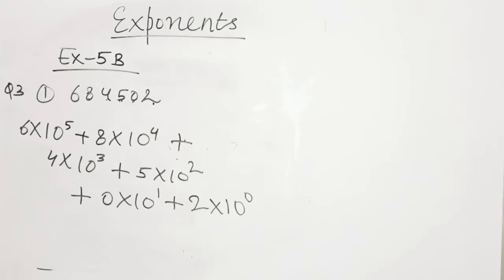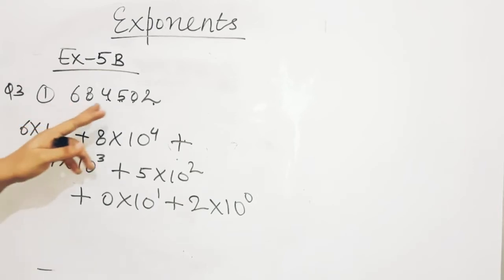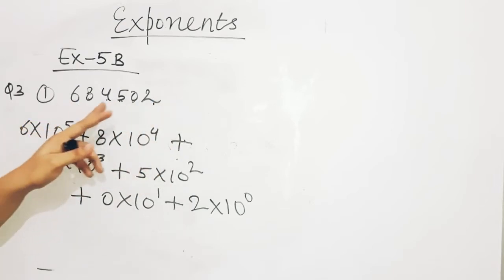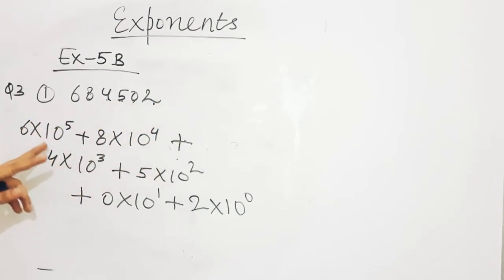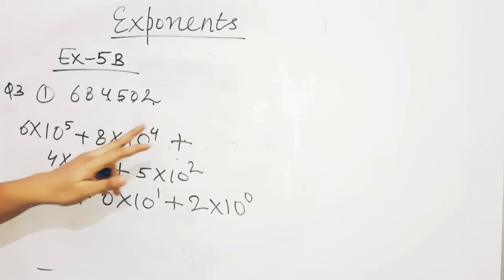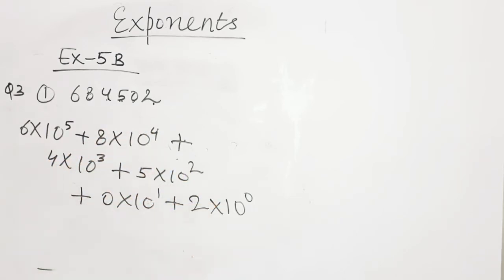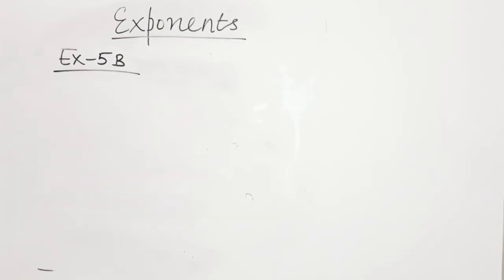Now in this question, why have I not counted? The power was decreasing. As you go on the right side, slowly and gradually the power will decrease by 1, 1, 1: 5, 4, 3, 2, 1, 0. Okay students? Now I am going to explain the second option.